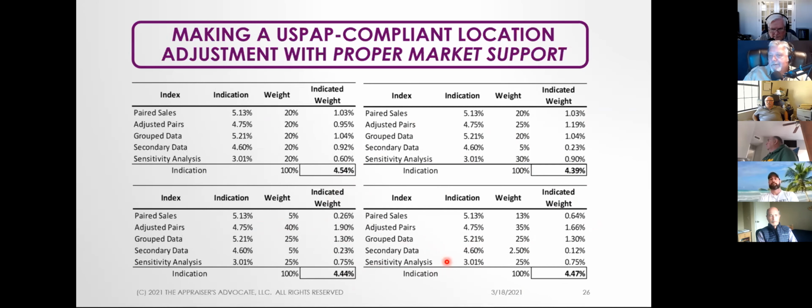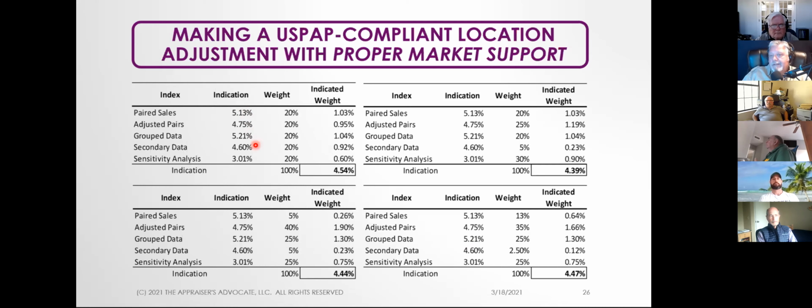So you like 4%? Okay. You like 4.4%? Okay. You like 4.5%? Okay. You like 5%? Okay, it's there. Paired sales is 5.3. Well, it's there. That's the appraiser's judgment call.